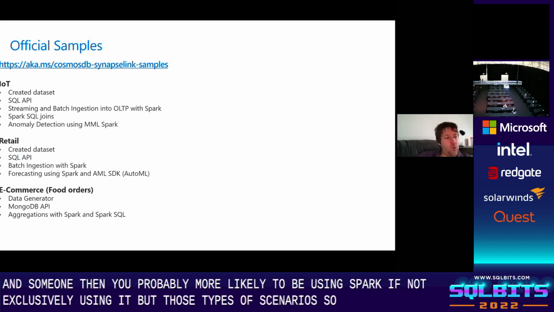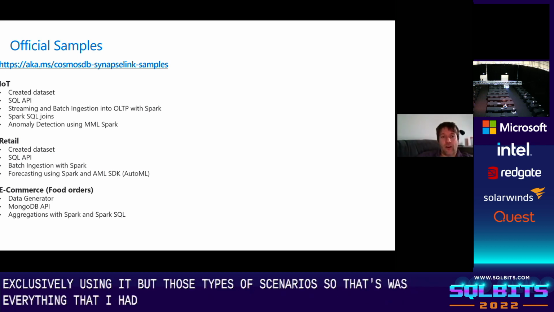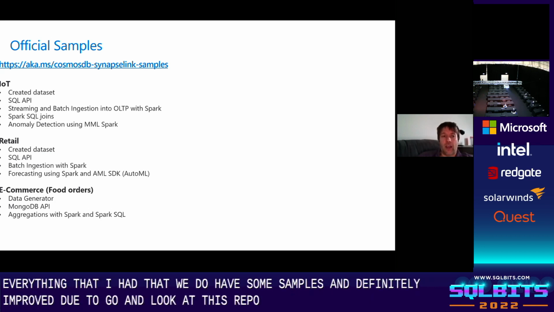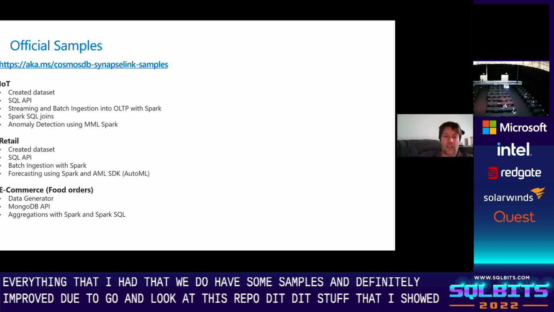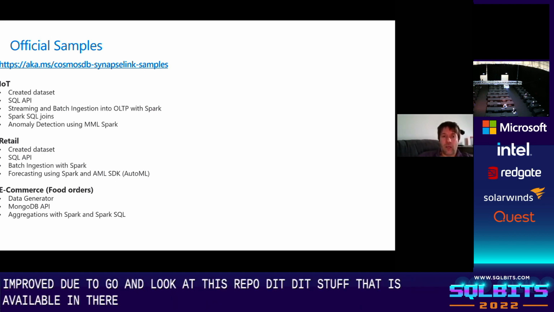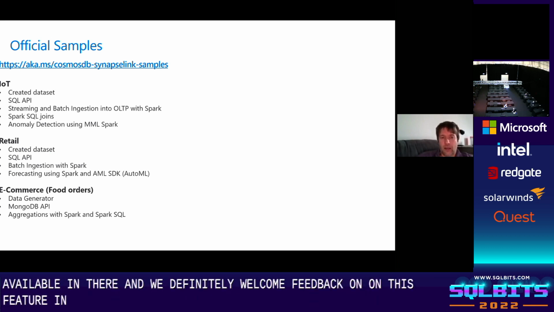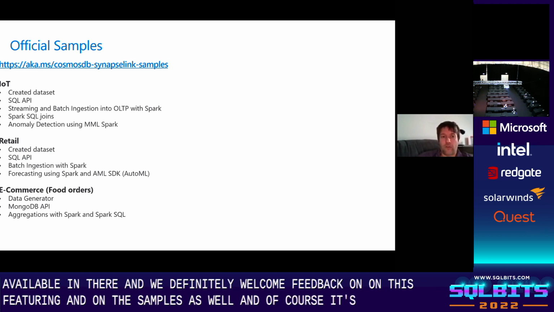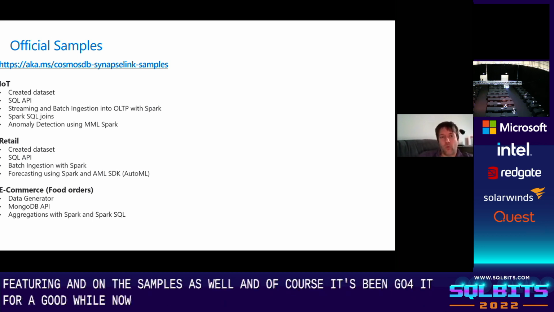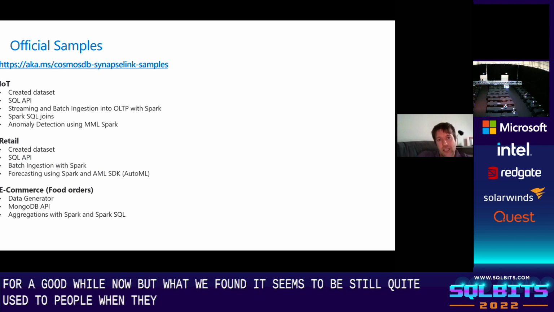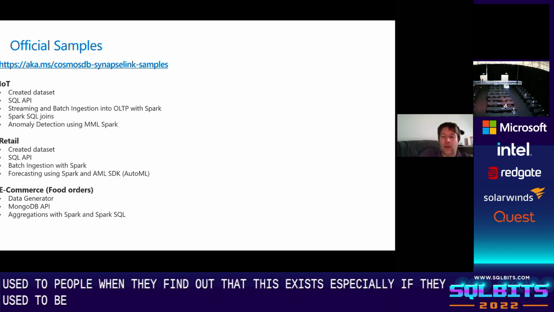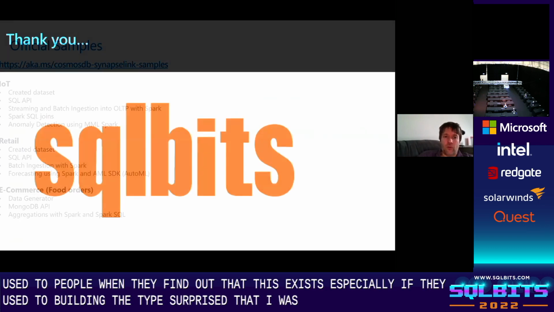So that was everything that I had. We do have some samples, and definitely encourage you to go and look at this repo. The IoT stuff that I showed there is available in there, and we definitely welcome feedback on this feature and on the samples as well. And of course, it's been GA for a good while now. But what we found is that it seems to be still quite news to people when they find out that this exists, especially if they're used to building the types of pipelines that I was describing before.